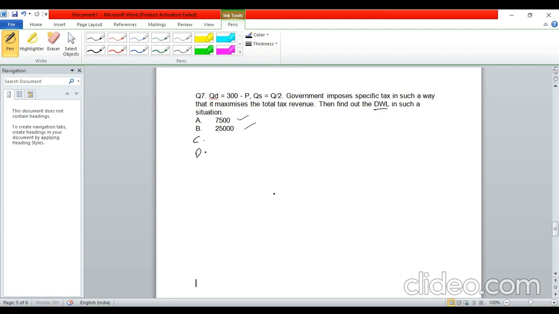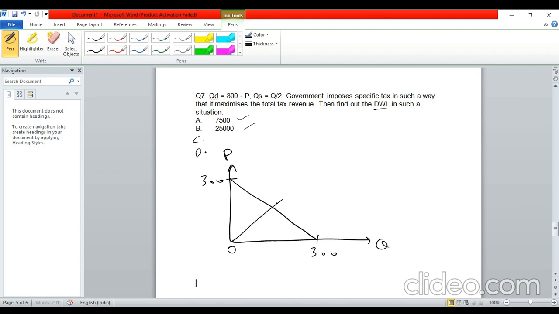So this question, many of the students, aspirants, were confused how to solve. Some were saying that when they have not given the tax rate, how to solve this? So guys, this was a very easy question. Let us look at it. Let us just plot the demand and the supply curve. If you plot the demand curve, of course this is price, this is quantity, this is the origin. This will be 300, this will be 300, this is the demand curve. Now the supply curve, it will be simply like this. That is q by 2.